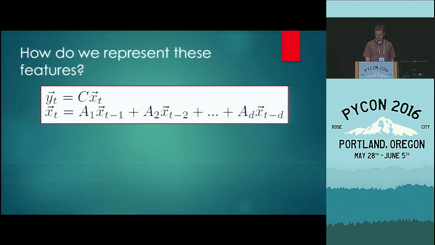So with dynamic textures, we first project the original data, y, to a low-dimensional subspace. We do that with C, and then from there, we can model the evolution of this low-dimensional space using these parameters A1, A2, all the way through AD. So these are essentially our feature vectors. These model how the cilia move. So we compute these feature vectors for every region of interest or every video, and we use those to compare the motion that we observe.